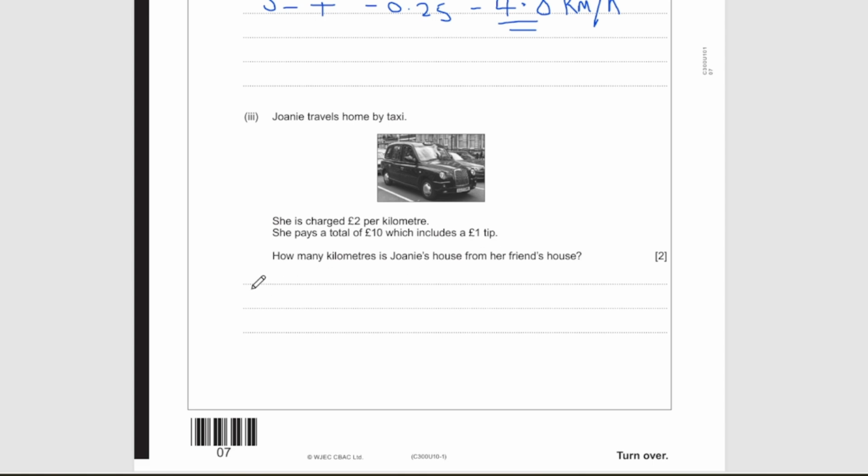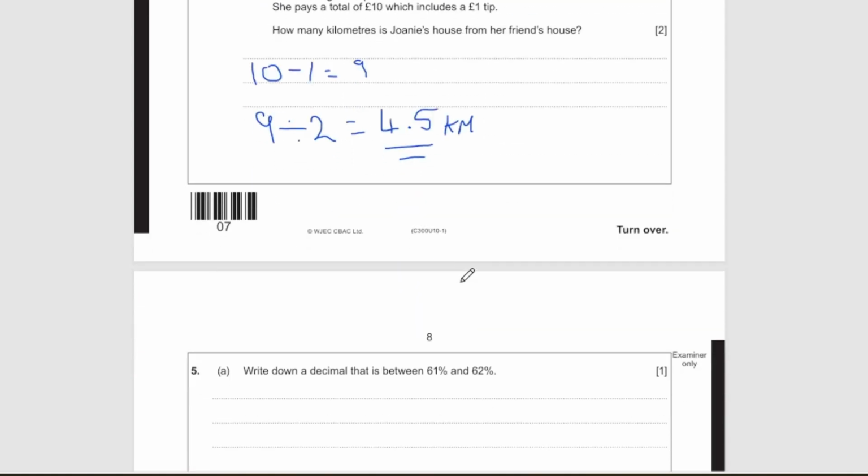So £1 tip. The first thing we need to do is take off the £1 tip, because that is not part of the journey cost. It's just extra that she pays. So 10 minus 1 is 9. And then we divide this by the amount per kilometre. So 9 divided by 2, 4.5 kilometres. So we take off the £1 tip and then divide by the cost per kilometre. 9 divided by 2, 4.5 kilometres. That's how far it is.